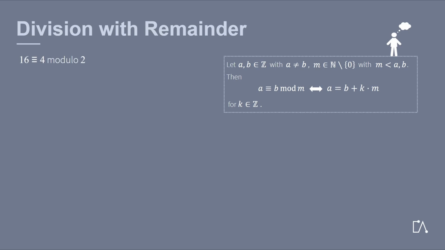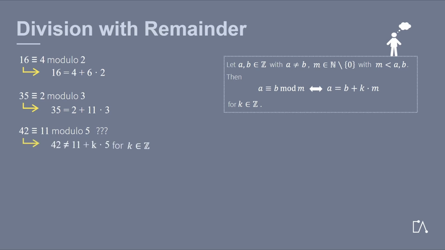First, we claim that 16 is equal to 4 modulo 2. This is true. According to our definition, we have that 16 equals 4 plus 6 times 2. It is also true that 35 equals 2 modulo 3, since 35 can be written as 2 plus 11 times 3. Does 42 equal 11 modulo 5 also hold? No. Because there is no integer k such that 42 equals 11 plus a multiple of 5.